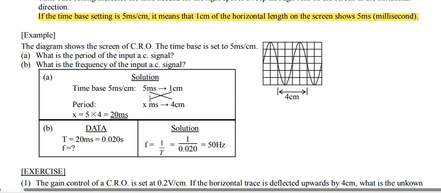So we find that for 4 centimeters at 5 milliseconds each, it will be 20 milliseconds. That is the answer for the period of the input AC. The period is equal to the milliseconds per centimeter multiplied by the centimeters, which is 5 times 4.